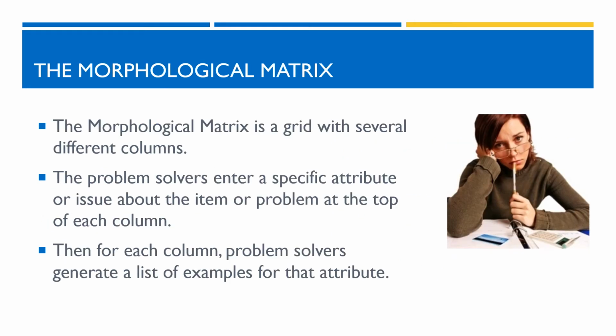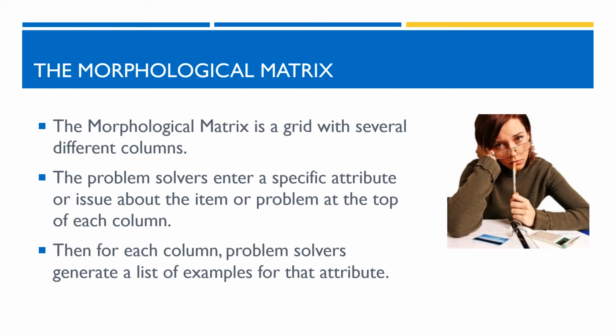We will look now at an approach to weighing up options for solving a problem. This makes use of a morphological matrix. The morphological matrix is a grid with several different columns. The problem solvers enter a specific attribute or issue about the item or problem at the top of each column. Then, for each column, problem solvers generate a list of examples for that attribute.